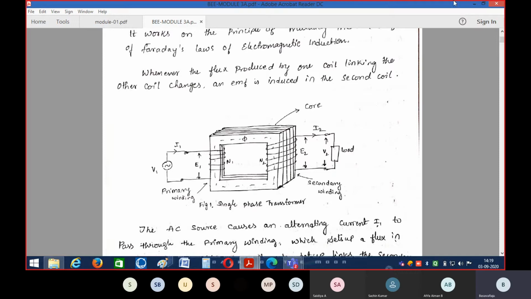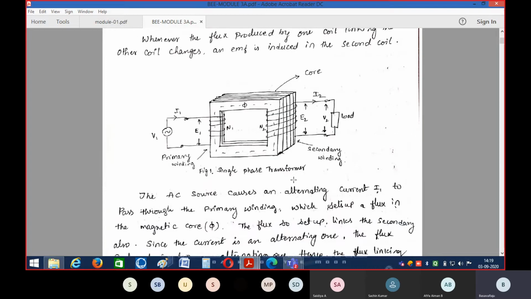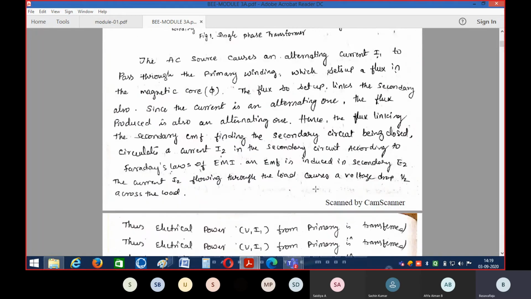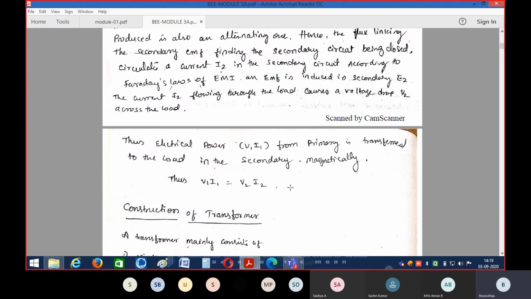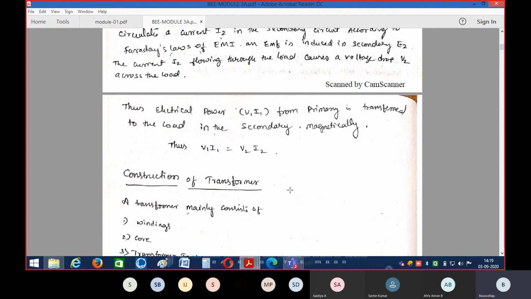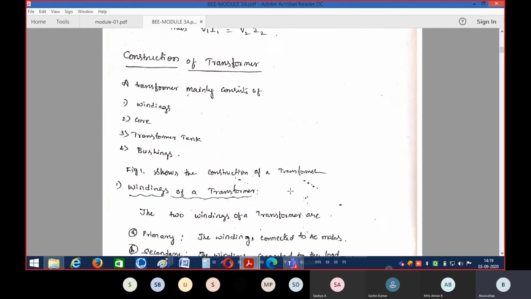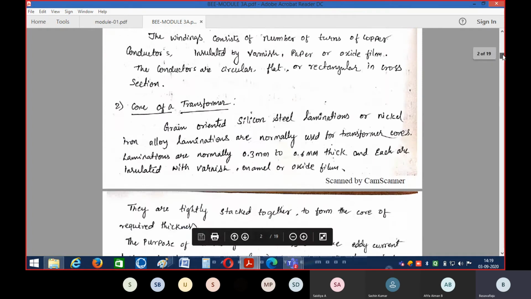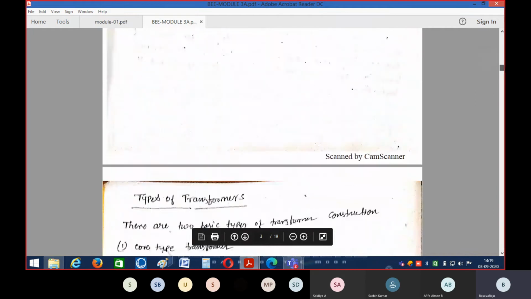So this is the working principle of the transformer, and how the transformer works whenever a sinusoidal input voltage is given. The type of EMF induced in the transformer is called statically induced EMF. Okay. These are concepts which we already studied, and this is just to recall them. This is how the transformer basically functions.